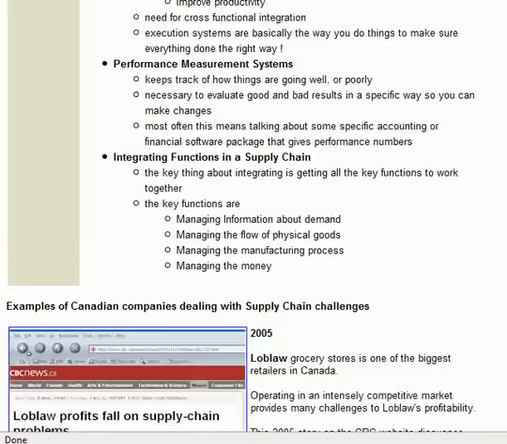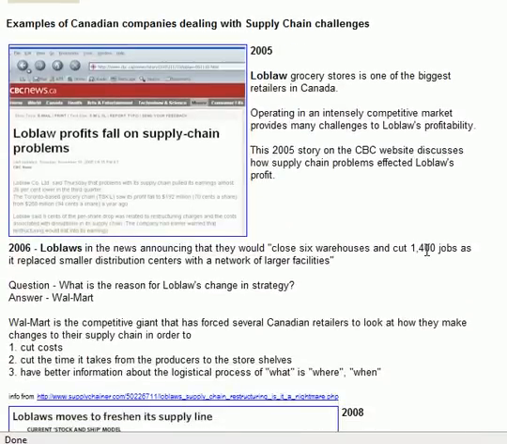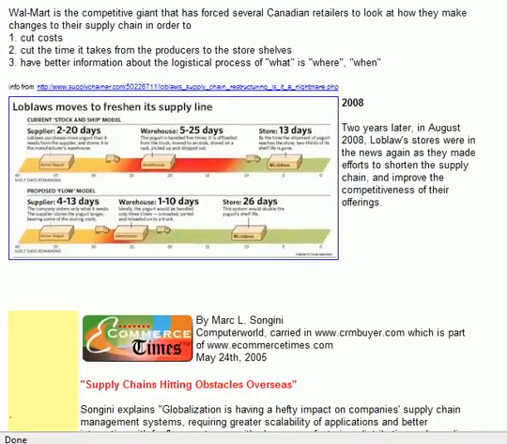Now, what I did at the very bottom was add some examples. One example was Loblaws in 2005. And this is a little story talking about how Loblaws was affected by the supply chain management problems, and had a very difficult situation with warehouses and jobs and so on. So what was the reason for Loblaws dealing with these situations? The answer is Walmart. Walmart has been very, very competitive at cutting costs, but also in its supply chain structure. And some Canadian companies like Loblaws have been looking at this in terms of how they can better manage the supply chain management issues. So 2008 is another story about how Walmart caused Loblaws to be very attentive to upgrading the supply chain situation.